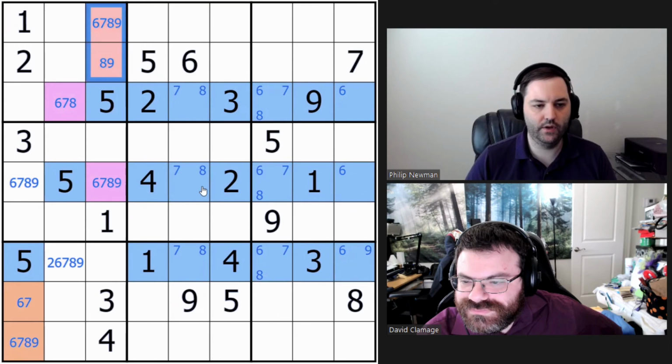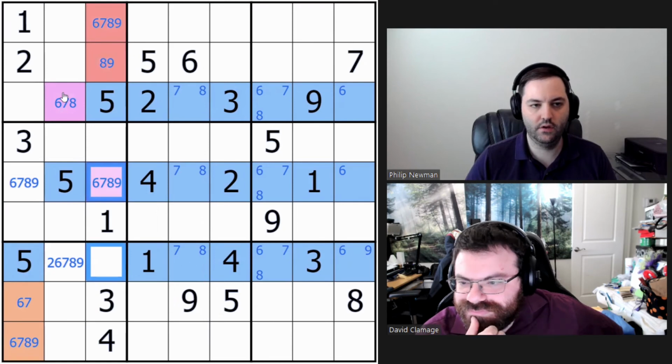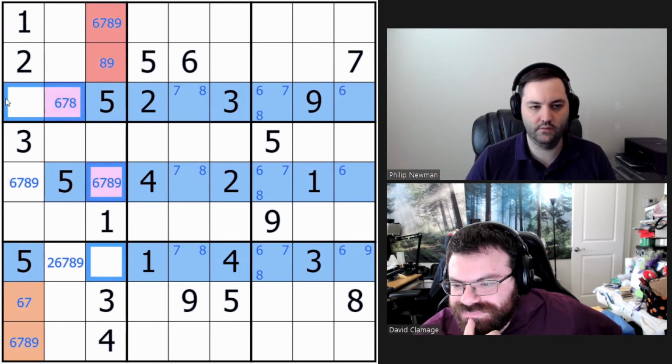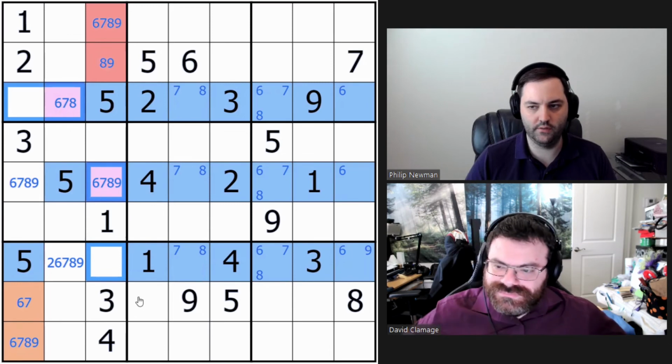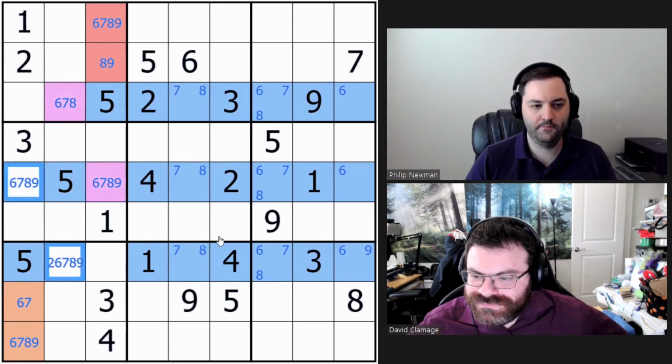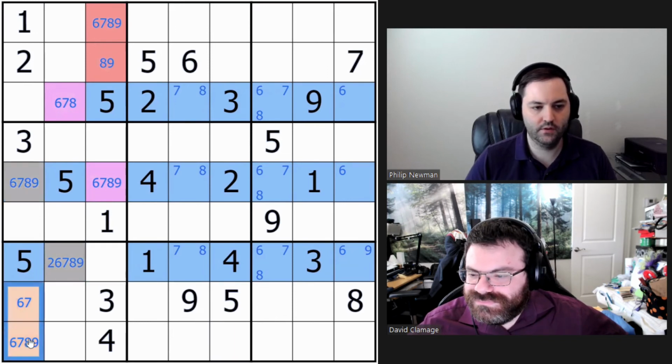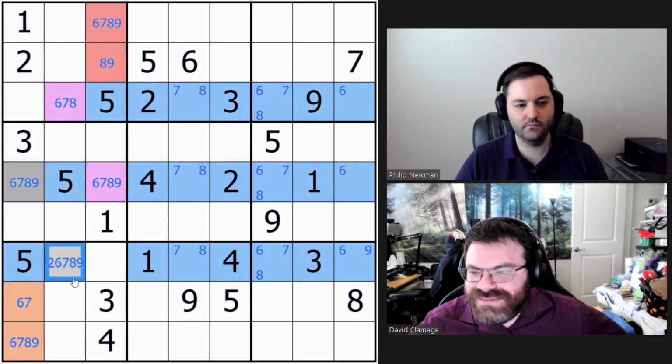These 2 red cells see this cell and this cell, and they see these 2 cells. So when you have a double, one set of base cells is going to see the other target cells. Same here. Let's use gray for this. These 2 base cells see these 2 target cells. And it's the same candidates as well.